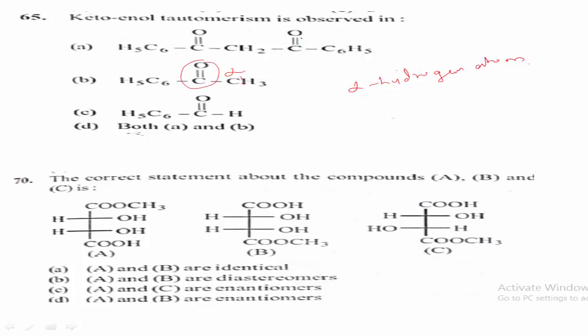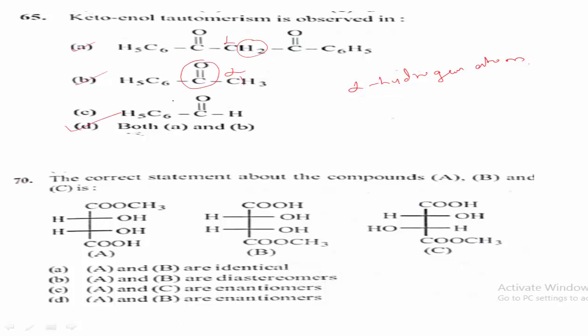Similarly here, a functional group is present. Here CH2 means this one is the functional group carbon atom and this one is the alpha carbon atom. These hydrogens are alpha hydrogen atoms. Okay, if you know this concept, then your answer is that both A and B show keto-enol tautomerism. Therefore, the correct answer for this question is option D.